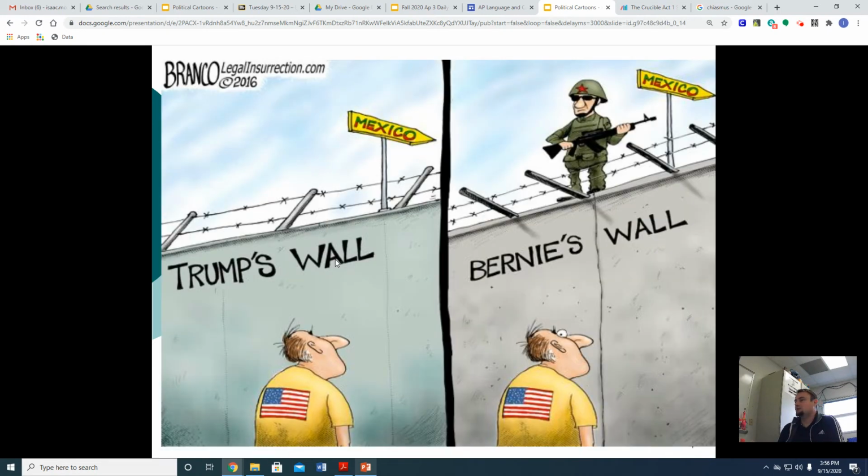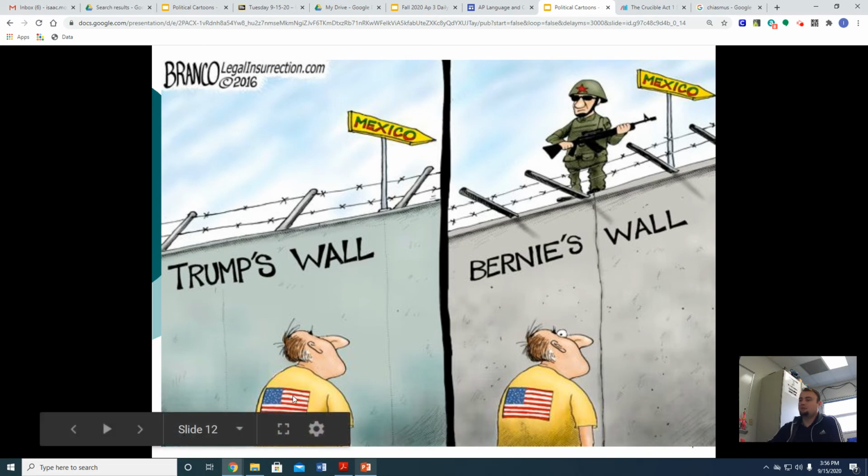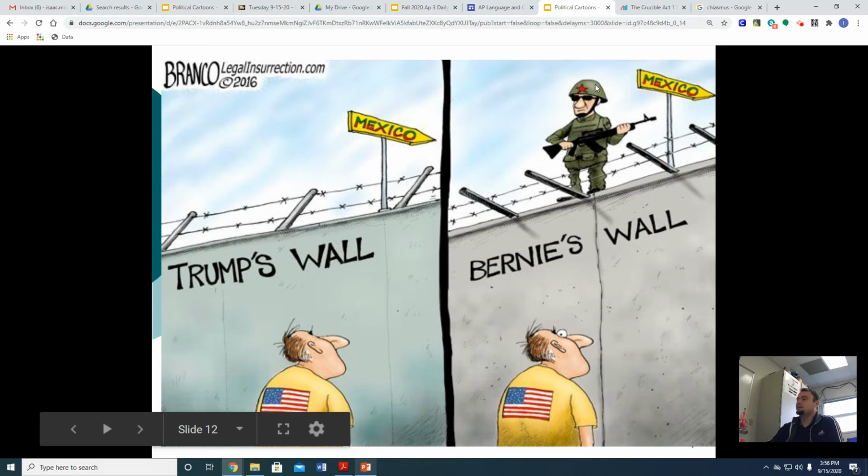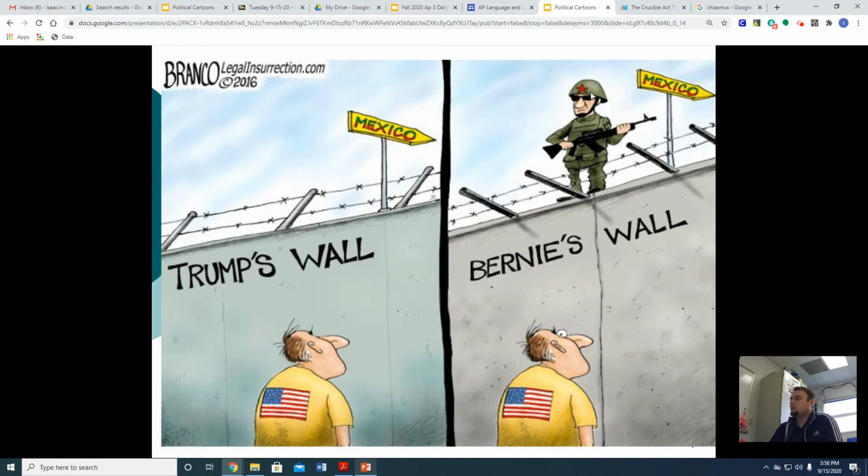All right, so this is a more current one. We can see somebody with the American flag. So a typical American citizen looking at Trump's wall on the way to Mexico, and then a split image with Bernie's wall, and you can see the red star on this guy's helmet, which usually signifies communism or socialism, and he's standing guard at the wall. So I'm not sure exactly what the cartoonist is going for here.